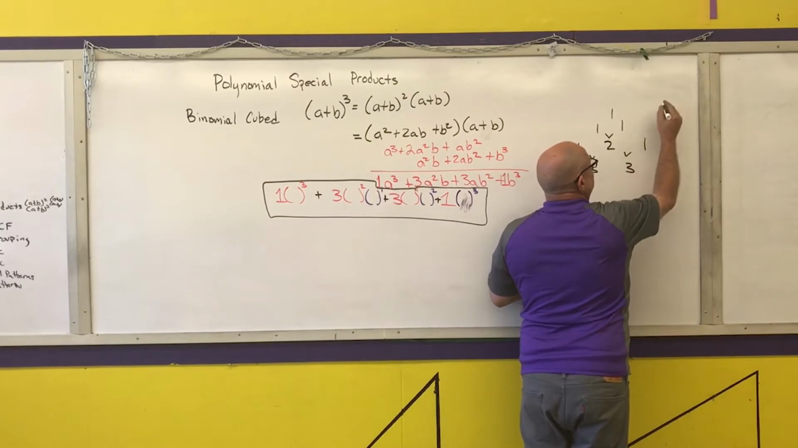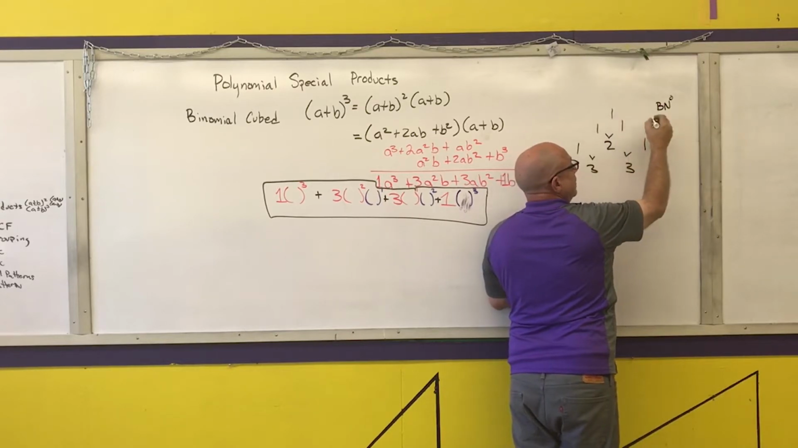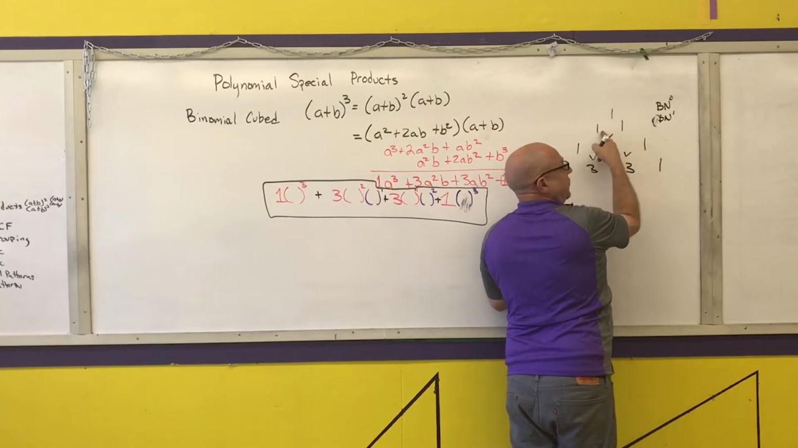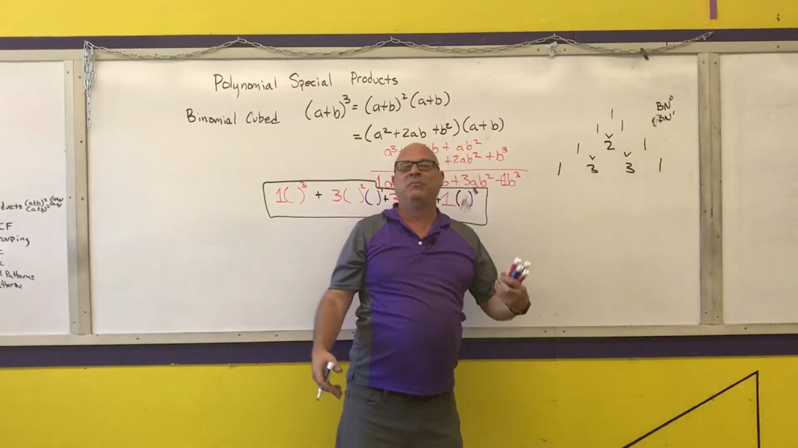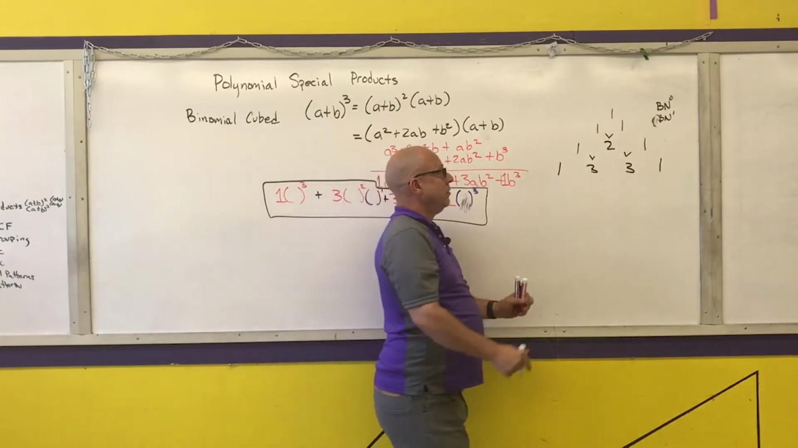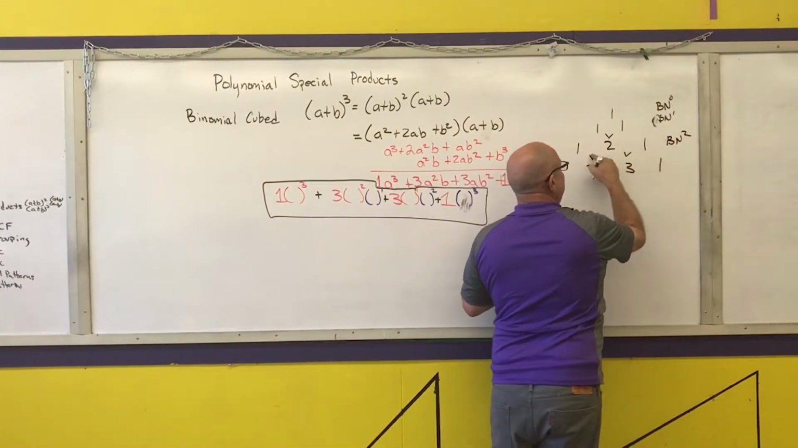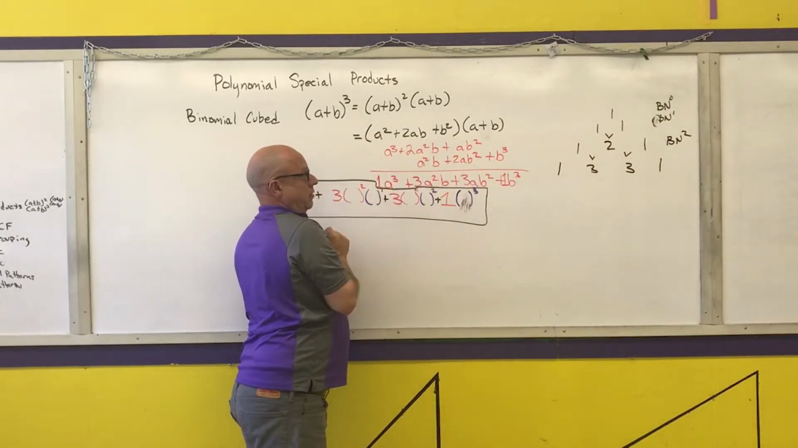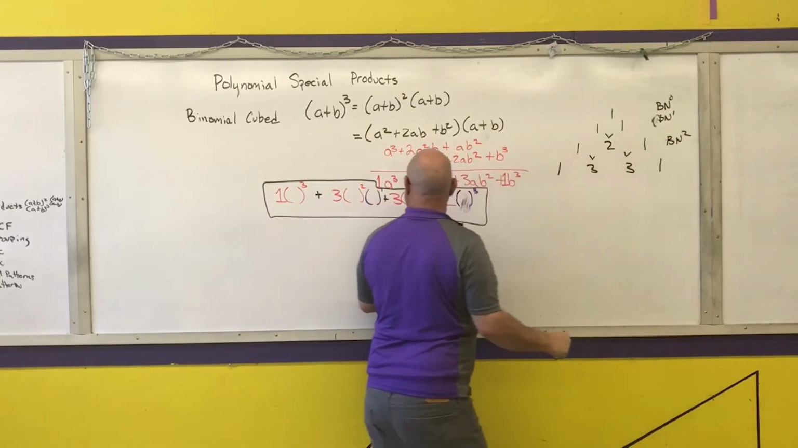This would be my binomial to the 0th power. Anything to the 0th except for 0 is 1. A binomial to the 1st power: the first term would have a coefficient of 1. The second one would have a coefficient of 1 times whatever that term is. A binomial squared: 1, 2, 1. A binomial cubed: 1, 3, 3, 1.